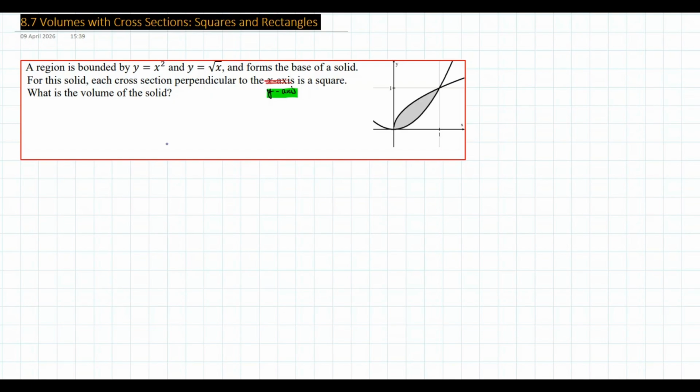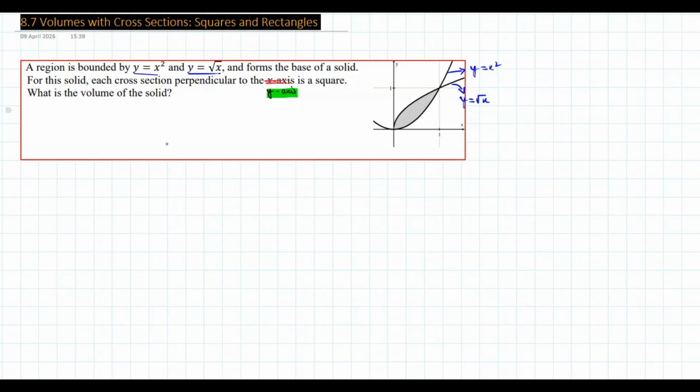Hi. The region is bounded by y equals x squared and y equals square root of x, and you can see the region shown here. So this is the y equals x squared curve, the parabola, and y equals square root of x. This one, the radical function y equals square root of x, forms the base of the solid.